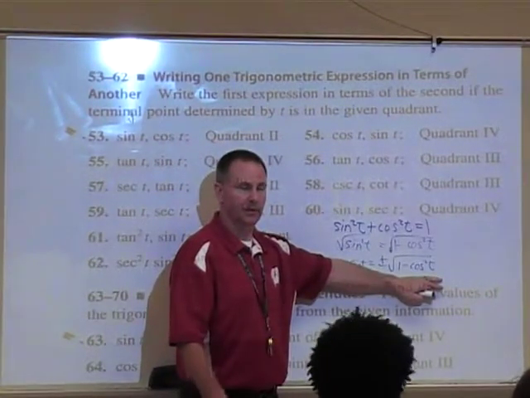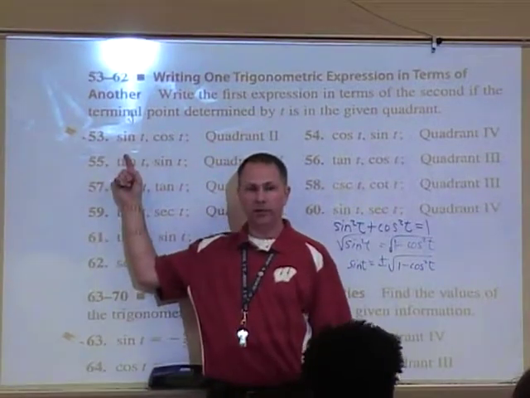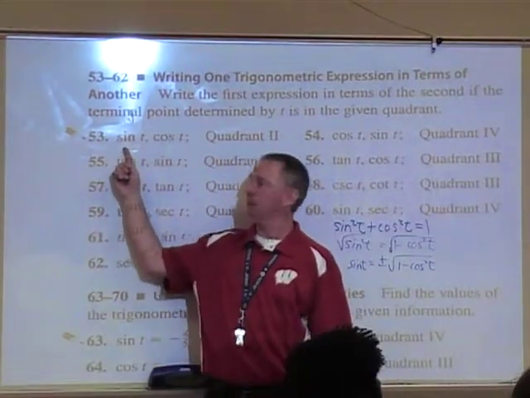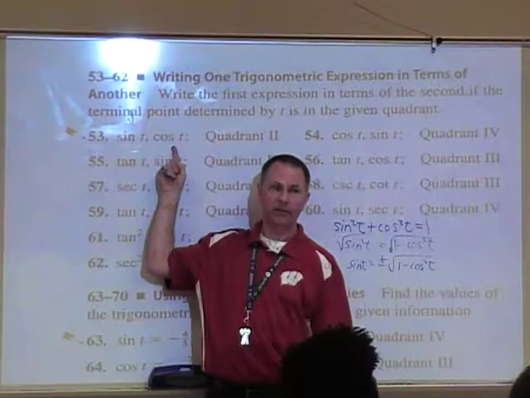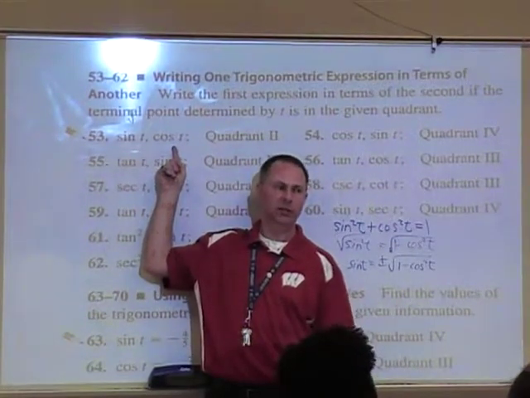Okay? 1, pick your Pythagorean identity. 2, solve for that one. 3, make sure that's the only thing that's on that side. You'll see in a minute that it won't be. You'll have to change it.